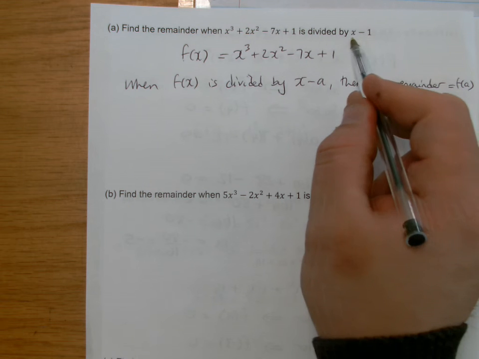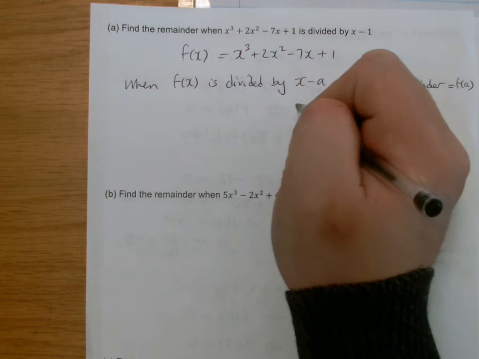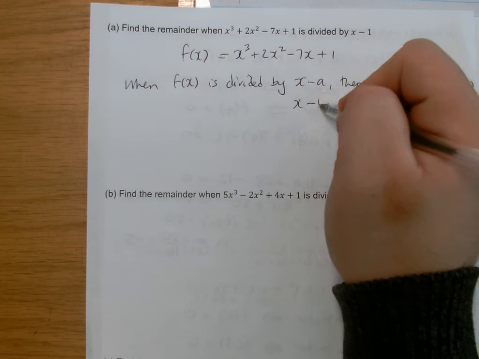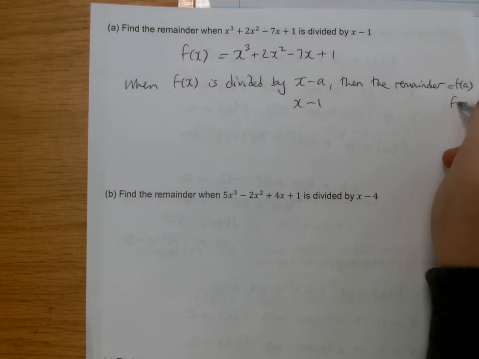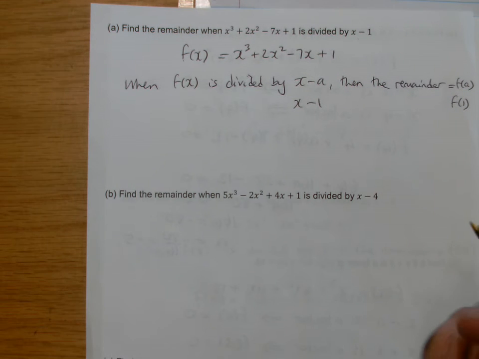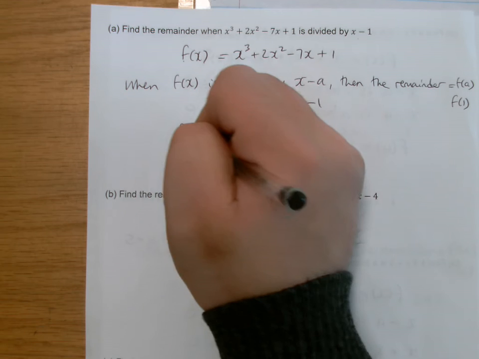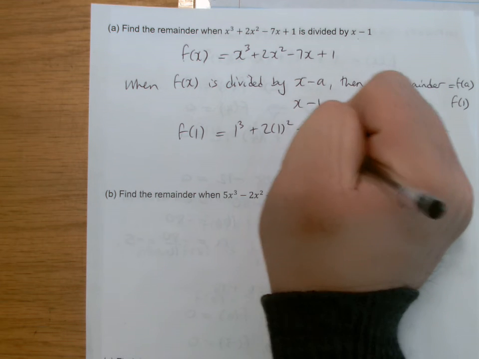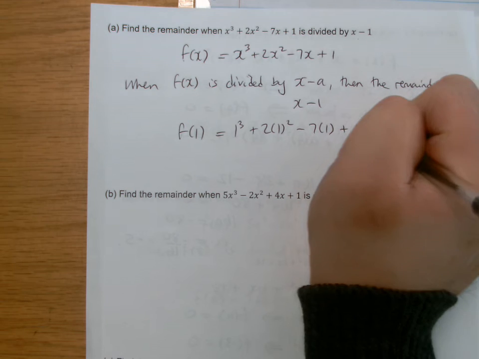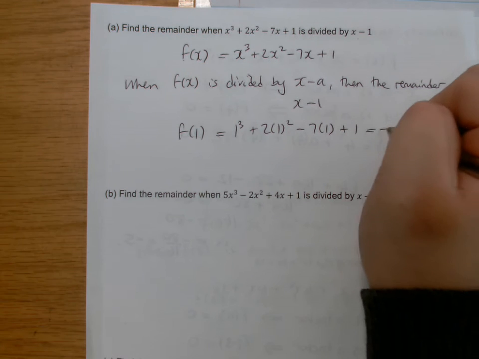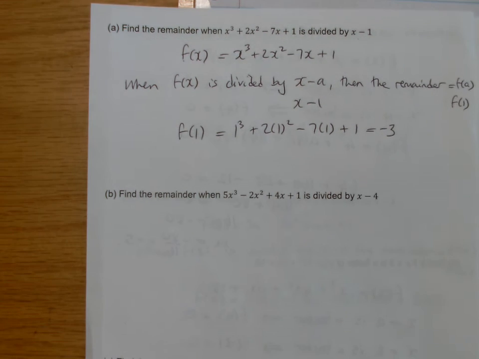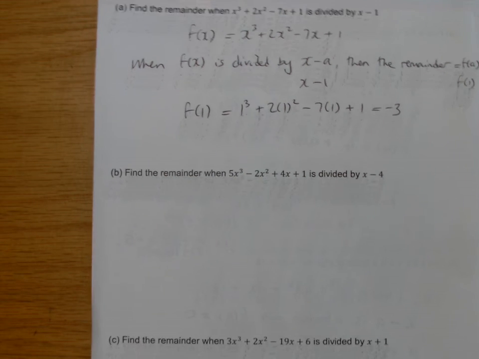So we've got to look at what we're dividing by here, x minus 1. So in that case, if we relate a to this value, obviously a is going to be 1. So I need to work out what f of 1 is. So I plug it in, and I have 1 cubed plus 2 times 1 squared, take away 7 times 1 plus 1. And if I work that out, I get minus 3. So the remainder is minus 3. That means that it's not a factor, because it leaves a remainder.